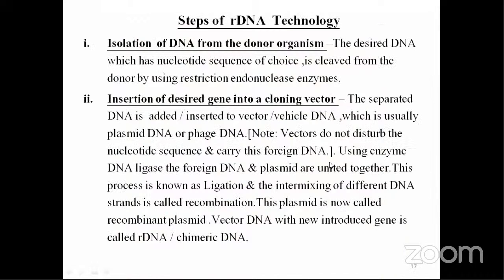Now in detail here you see isolation. I told you those steps, isn't it? So each step, if this question comes, what you're going to write in that. Isolation of DNA from the donor organism. The desired DNA, which is the nucleotide sequence of choice, is cleaved. Cleaved means it is cut from the donor by using restriction endonuclease enzyme. Okay, now it is inserted. The separated DNA is added or inserted to the vector, vehicle DNA, which is also known as vehicle DNA because it is carrying from there, which is usually plasmid DNA or bacteriophage DNA, right?